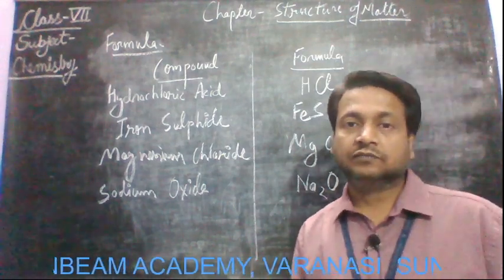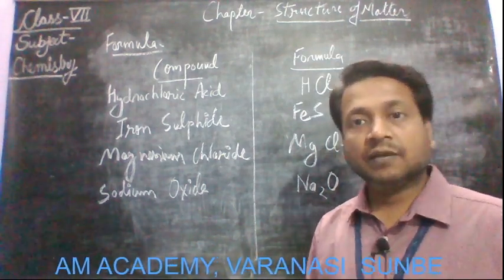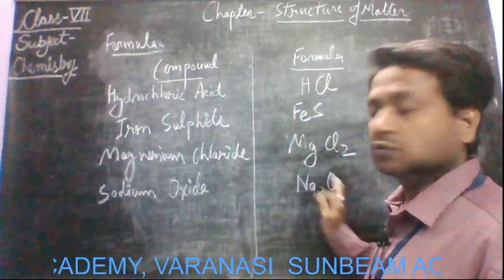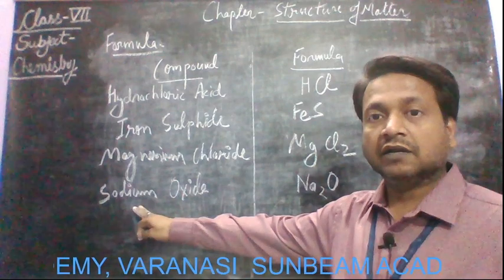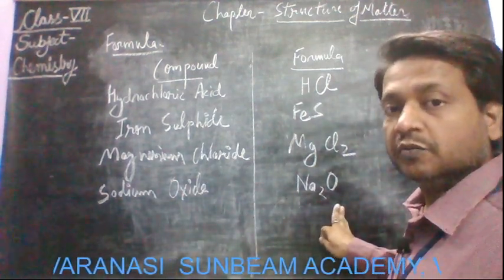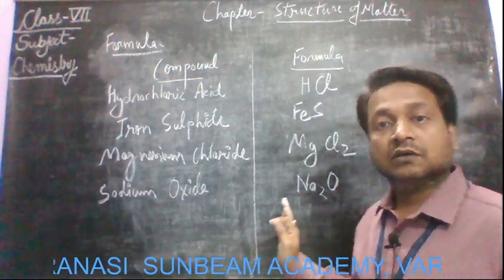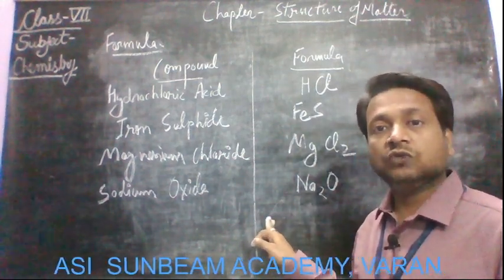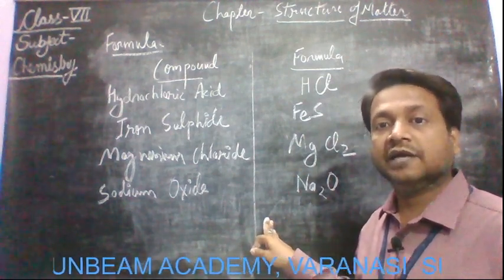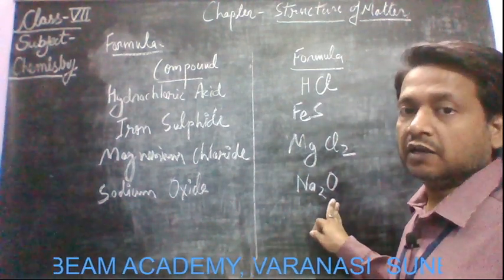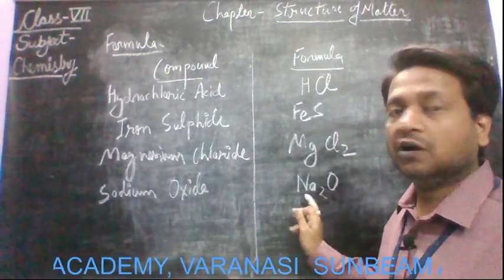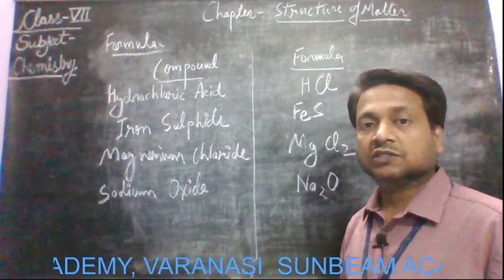Sodium oxide. The symbol of sodium is Na and the oxygen, that is O. So the formula of this compound is Na2O, because here the ratio of these two elements present to form the compound sodium oxide is 2 is to 1. So that is why it's written here, Na2O is the formula of sodium oxide.